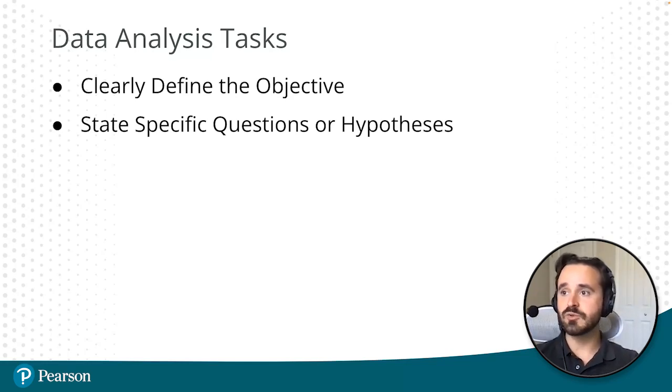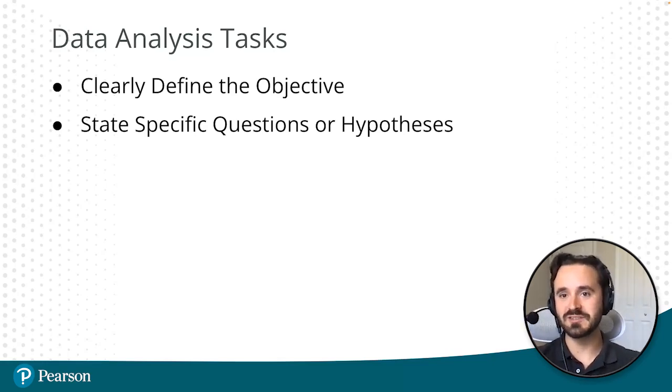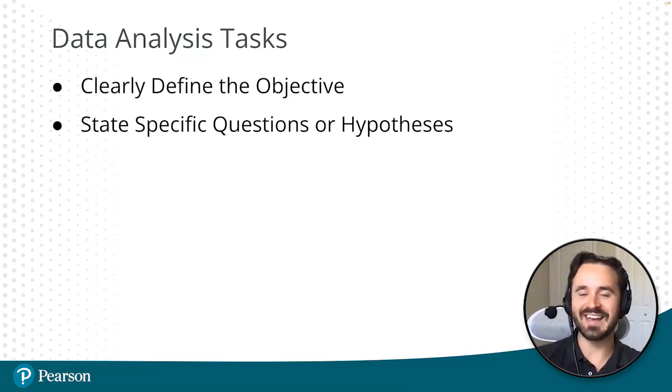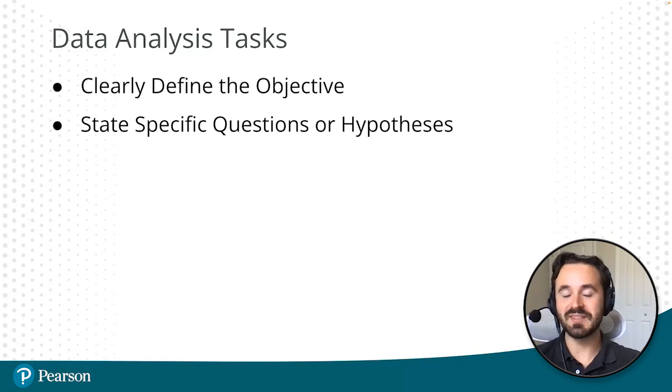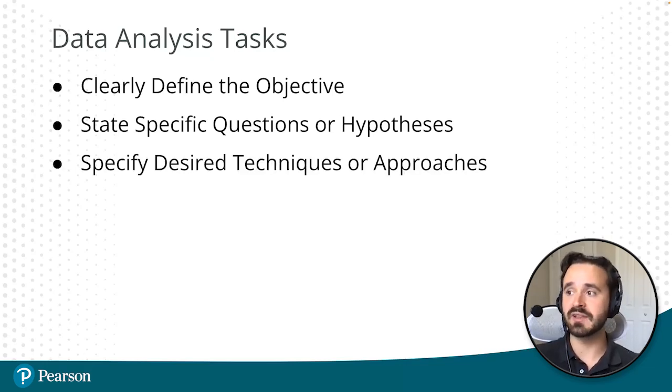The second thing would be, if you have any specific questions or hypotheses about the data, you're going to want to make those clear to ChatGPT. So if you have a theory that customers that buy meat will tend to buy hot sauce, you might want to mention that as a hypothesis. And that's actually something that I've heard is in fact a correlation. But anyway, any specific questions or hypotheses, you're going to want to state those clearly.